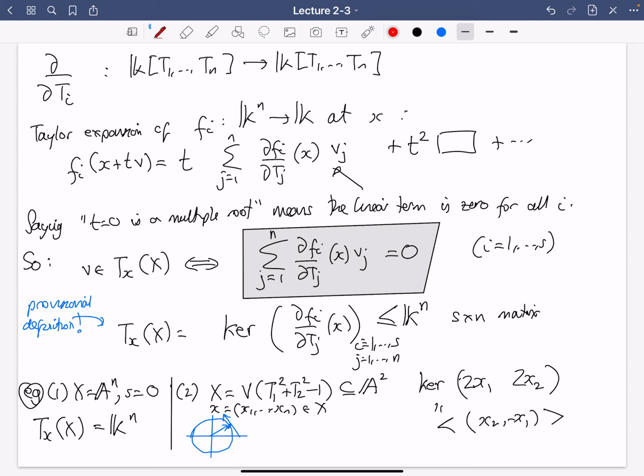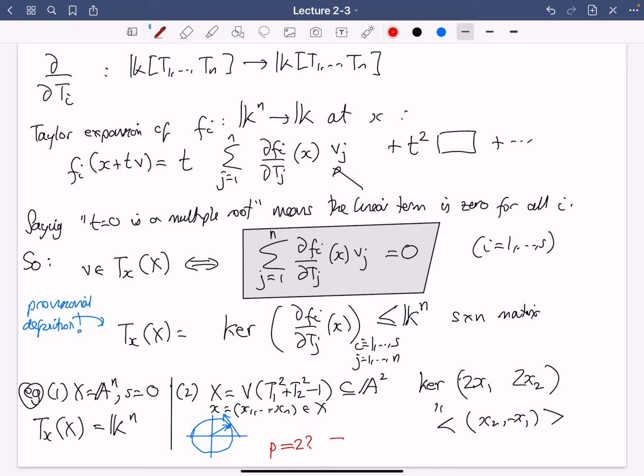That's true, providing p is not 2. But if p is 2, something's gone wrong here, right? In characteristic 2, that's just the 0 matrix, and so the kernel of that matrix is the whole of affine 2-space, the whole of the vector space K^2, which is not right, is it? So what's gone wrong in p equals 2?